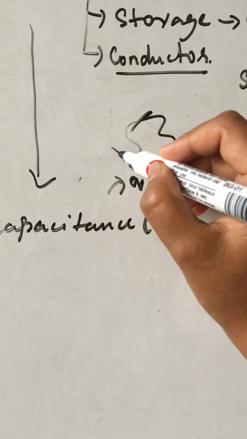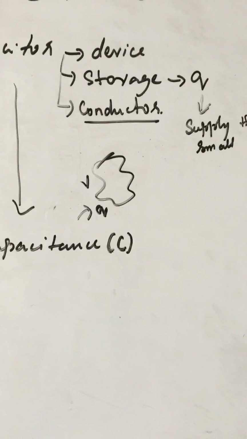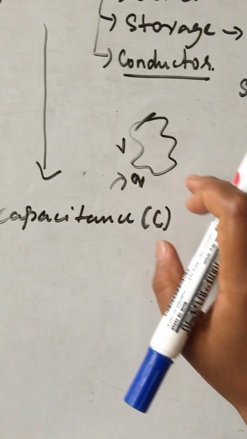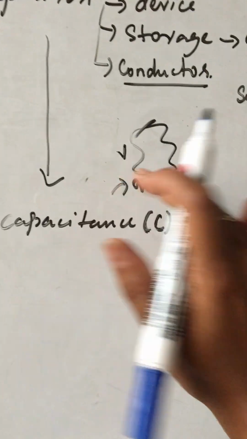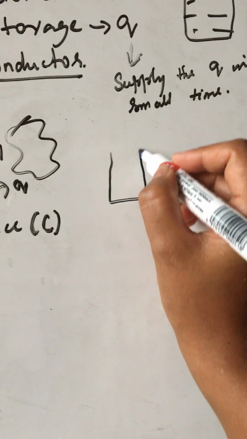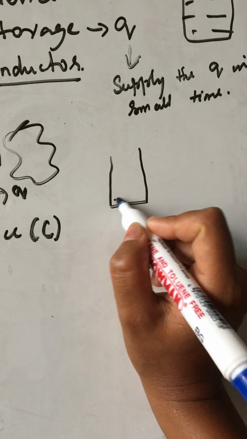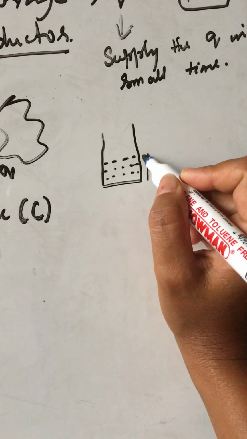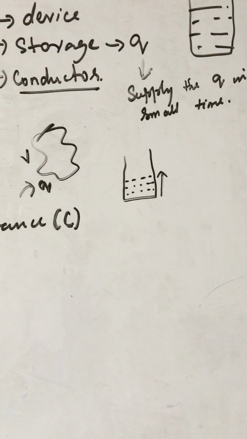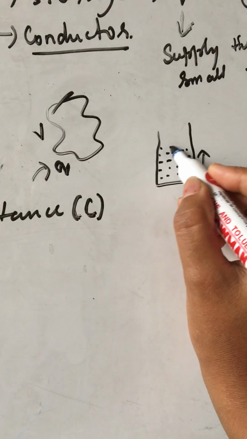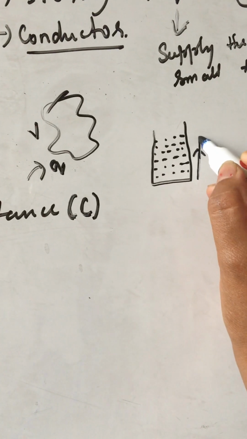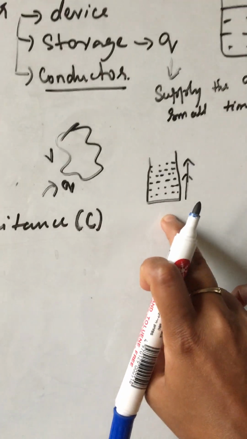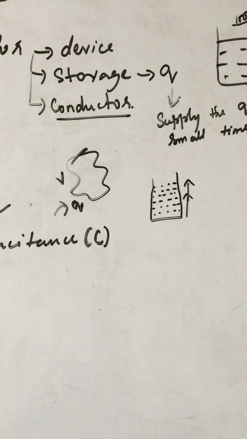The potential of it will keep on rising. Yes or no? The more charge you are storing, the potential of the conductor will keep on increasing. Suppose this is a tank. Now the more water you are keeping in, what will happen? The potential of the water increases. So the more water you are storing, the potential of it will keep on increasing, right or not? So the storage of that quantity is directly proportional to the potential, right or not?